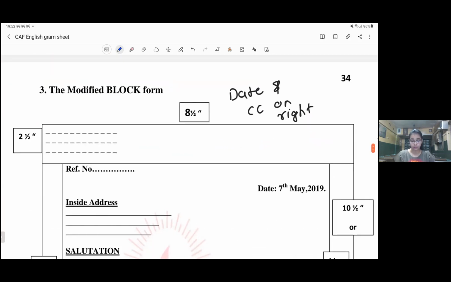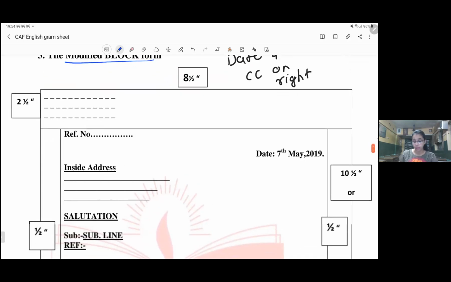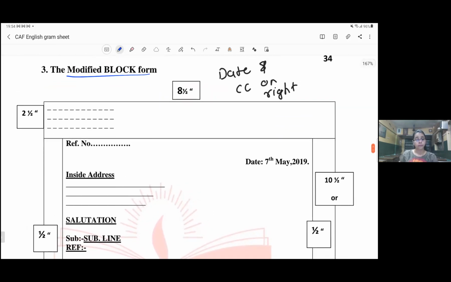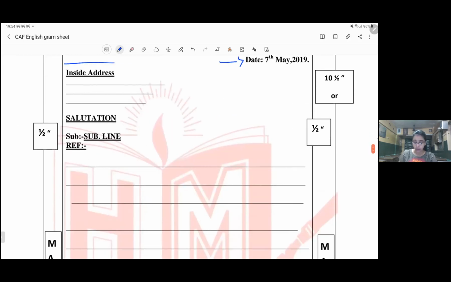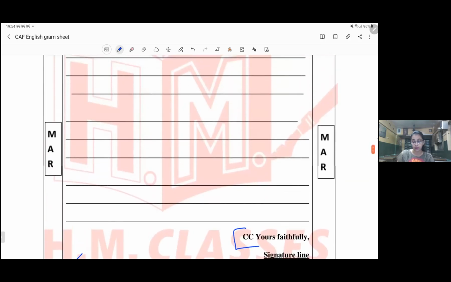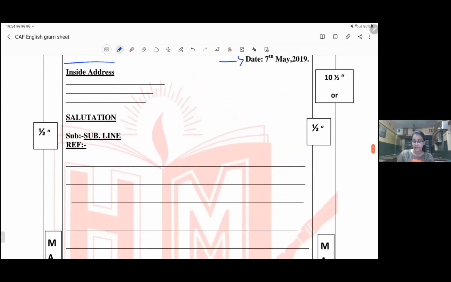Next, this is the modified block form. Nothing much. The date, from here, it went here. Other things, the complimentary clause will come here and the signature line will come here. Enclosure is here only. Everything else is one and the same. Clear?